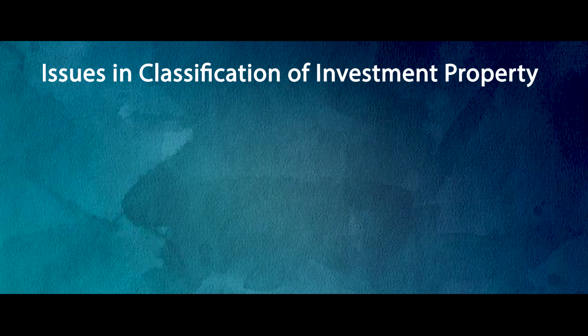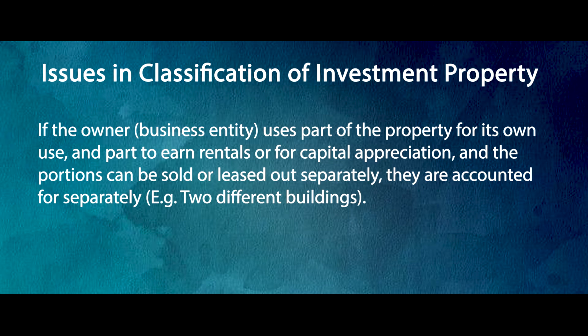Now there are some issues in classifying investment properties. Business and entity always face this kind of issues. Now let us simply go through a few issues of classification of investment property. First issue is if the owner, the business entity, uses part of the property for its own use and part of that property is being provided for rental, or either they keep it for capital appreciation, and the portion can be sold separately or leased out separately, they are accounted for separately.